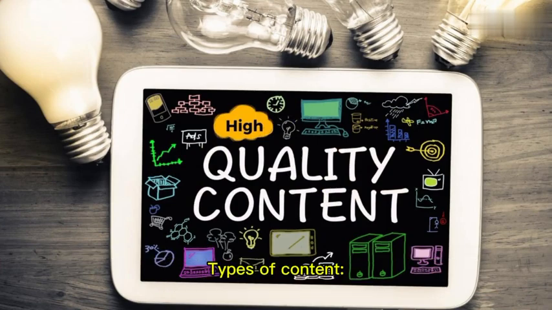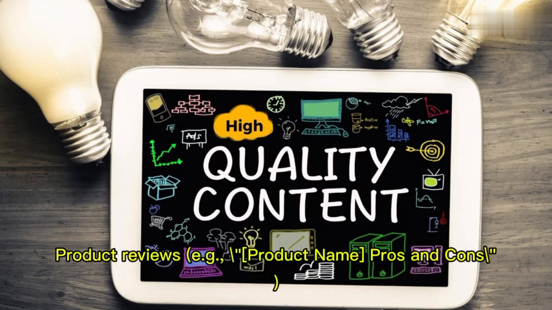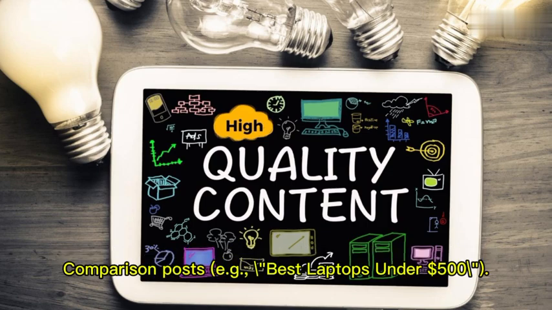Types of content: tutorials, for example, how to use product. Product reviews, for example, product name pros and cons. Comparison posts, for example, best laptops under $500.